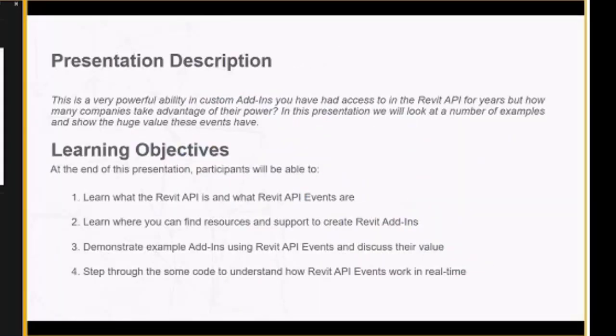So the presentation description is right there, but really it's how using add-ins with Revit events can be really powerful. The learning objectives are what Revit API is, what Revit API events are, where you can find the resources and support to create them, example add-ins using API events, and then we're going to discuss their value, and we're going to step through code. There's 4 or 5 examples we're going to actually step through, and all the code is going to be on GitHub, and you'll see it on the screen at the end.